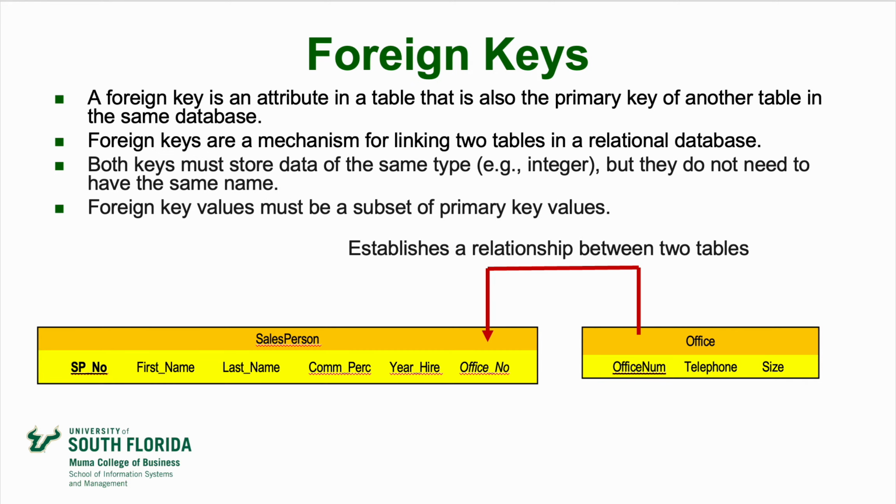A foreign key is an attribute in a table that is also the primary key of another table in the same database. Foreign keys are a mechanism for linking two tables in a relational database. Both keys must store data of the same type, for example integers, but they do not need to have the same name, as the example illustrates. Foreign key values must be a subset of primary key values. In other words, every foreign key value must correspond to a primary key value, although the reverse does not have to be true.